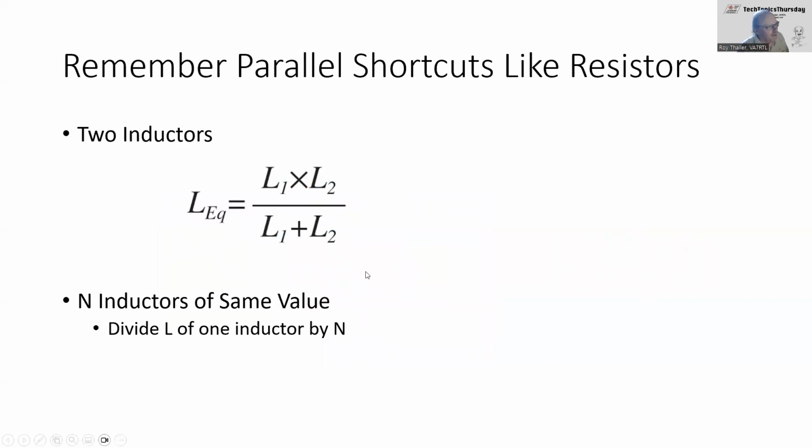Some of the tricks that you have: if you have only 2 inductors, you can multiply them and divide by the sum of them, and that'll work. And also if you have 10 inductors all of the same value, you just divide that value by 10. If you have 5 of them, all of the same value, you divide by 5 in parallel. So same as resistors.